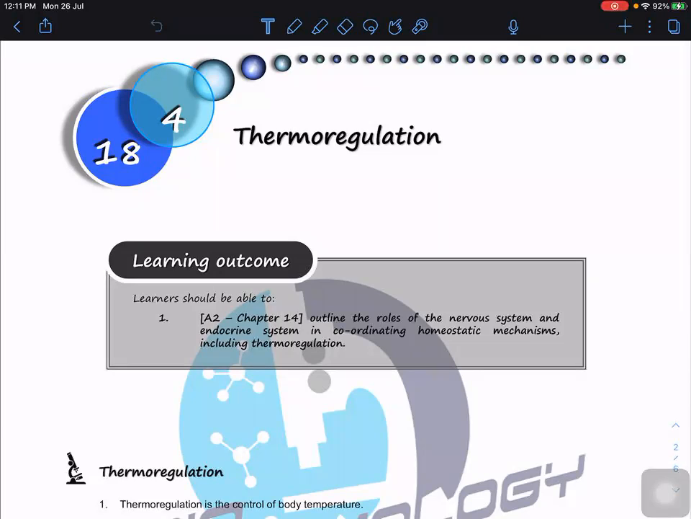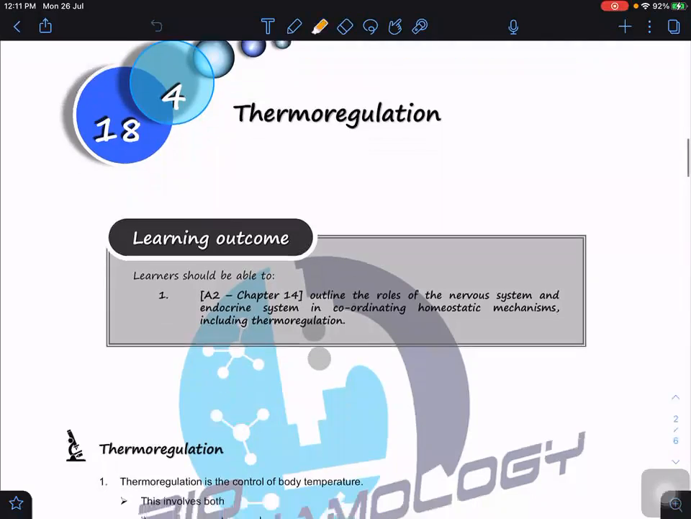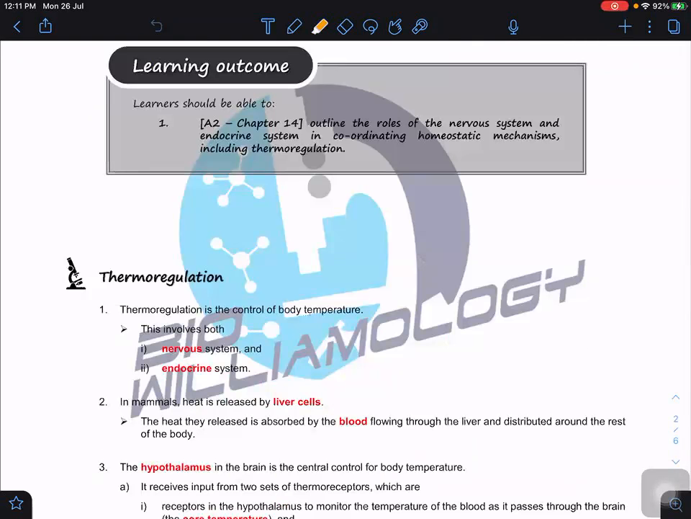Okay, so what we're going to learn today, the learning outcomes, very simple. We need to outline the role of two systems, the nervous system as well as the endocrine system, in coordinating homeostatic mechanisms, including thermoregulation. So in terms of thermoregulation, we're going to look at how these two systems can help us regulate our body temperature.